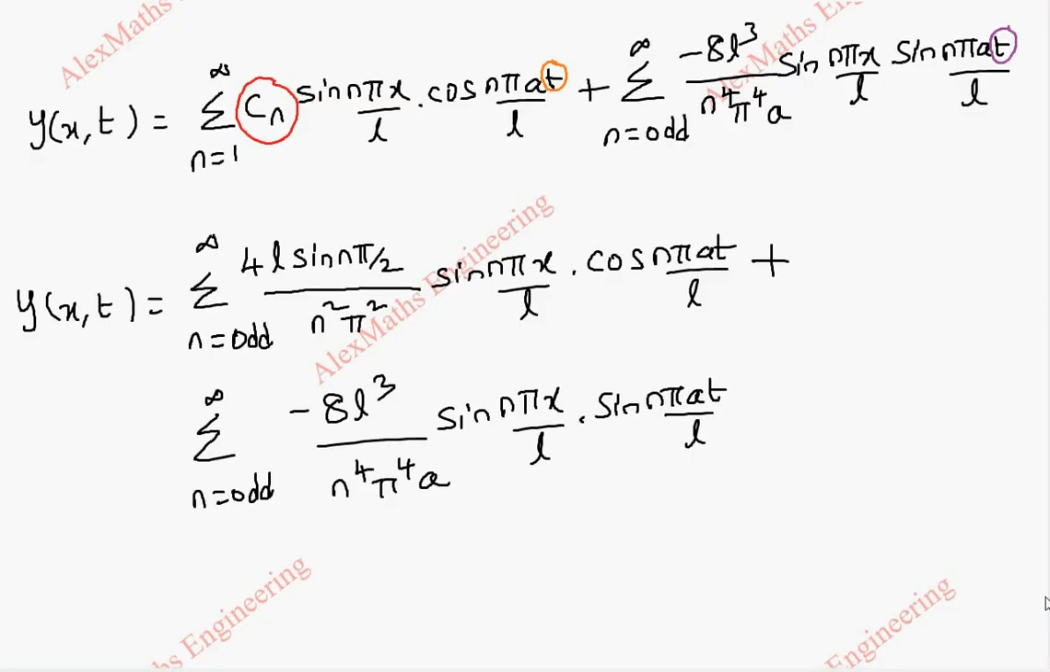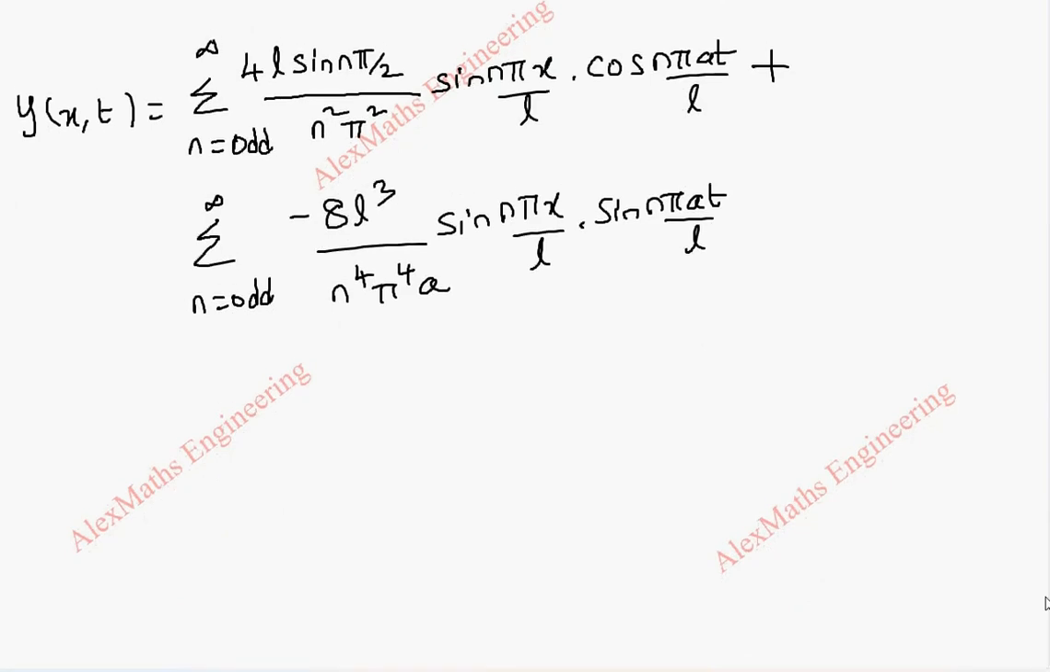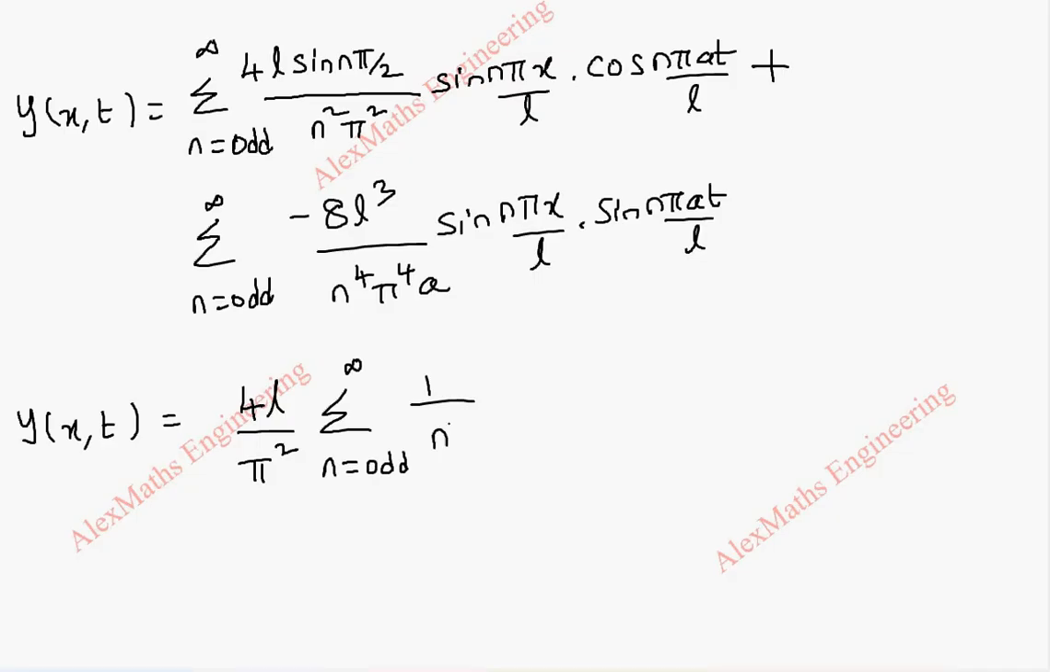Now the constants can be taken outside the summation. So finally we have y of x comma t. So here 4L by pi square is a constant which can be taken outside. Now we have summation from odd till infinity. The remaining terms are 1 by n square, because 4L by pi square we have taken outside. Then sin n pi by 2 into sin n pi x by L into cos n pi at by L.